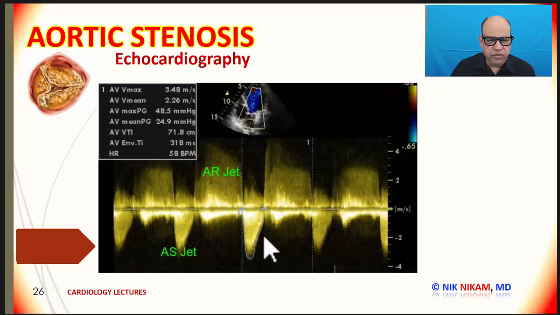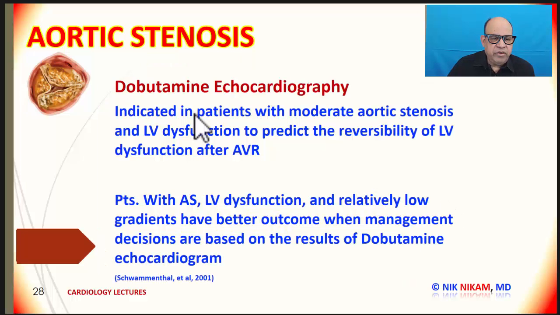Along with aortic stenosis, we can also see some evidence of aortic regurgitation in these patients, and this may be an important point when we are thinking about aortic valve replacement versus percutaneous aortic valve procedures. Sometimes we may have to use tests such as dobutamine echocardiography in patients with moderate aortic stenosis who also have left ventricular dysfunction to predict the reversibility of left ventricular function before considering these patients for aortic valve replacement.